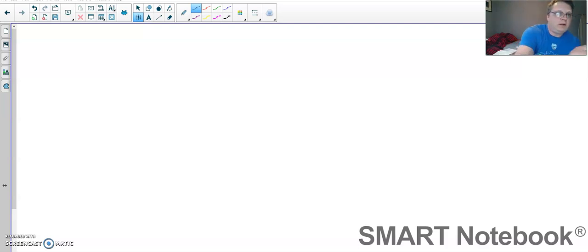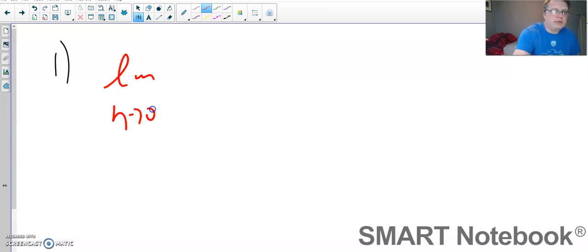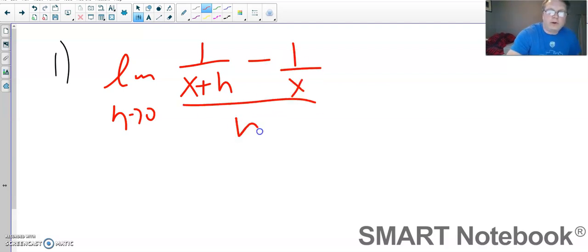So if we did the x plus h, this is page 105, 1 through 11 odd. Okay, number 1. What are we going to do here? We have to do the a. I'm going to do x plus h. So limit as h approaches 0 of 1 over x plus h minus 1 over x all over h.